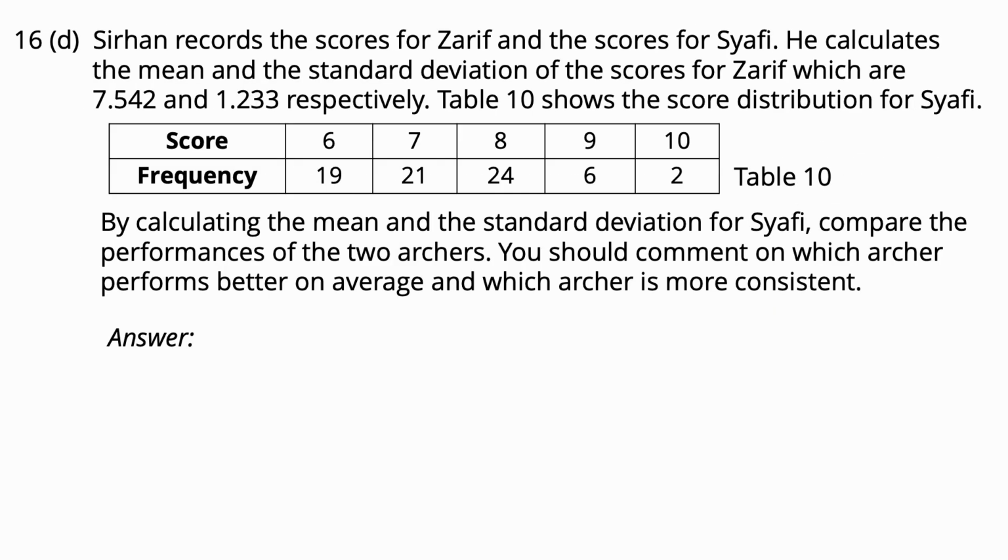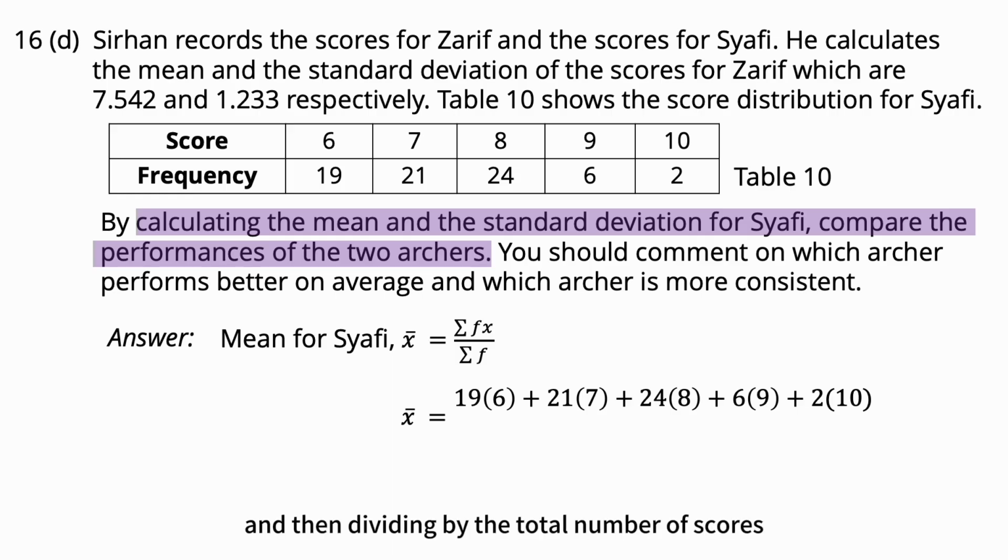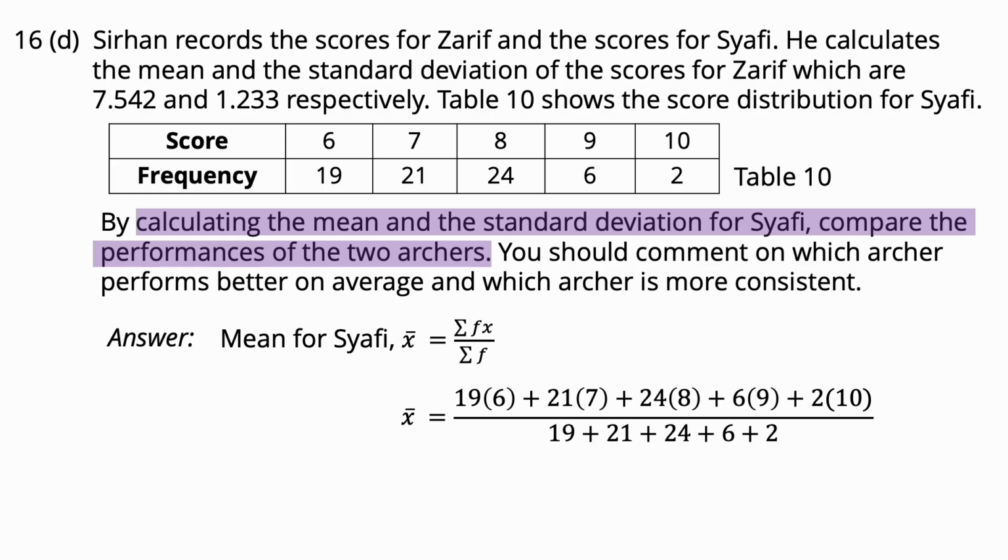16. D. By calculating the mean and the standard deviation for Shafi, compare the performances of the two archers. Mean for Shafi is the sum of fx divided by sum of f. Calculate the total score by multiplying each score by its frequency: 19 times 6 plus 21 times 7 plus 24 times 8 plus 6 times 9 plus 2 times 10. And then divide by the total number of scores: 19 plus 21 plus 24 plus 6 plus 2. The mean of Shafi is 7.319.